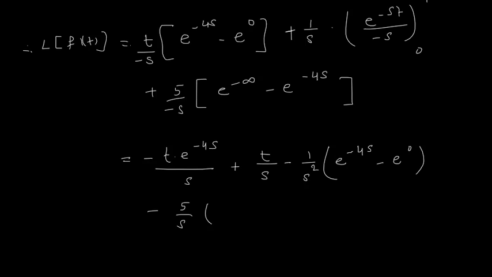Now e raised to minus infinity means 1 upon e power infinity, the value of e is 2.7 something, so when I take the limit to infinity I will get the answer as 0. So you can remember this thing, that e power minus infinity is 0, okay, and e power 0 is 1. So these two values you remember. So here e power minus infinity, I will put 0 minus e power minus 4s.